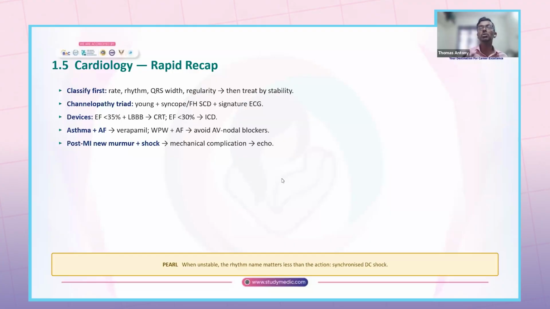So devices, when to give devices. If the ejection fraction is less than 35% along with a left bundle branch block, then CRT. If ejection fraction is less than 30% along with arrhythmia, you have to consider ICD. Asthma with AF, then verapamil. WPW with AF, avoid AV nodal blockers. All these things we have discussed before. Post-MI, new murmur with shock, you have to think in terms of mechanical complication. Refer the patient for an urgent echo.